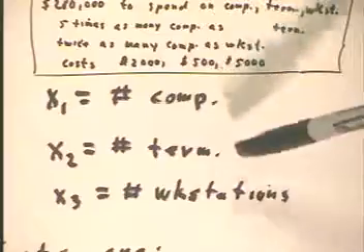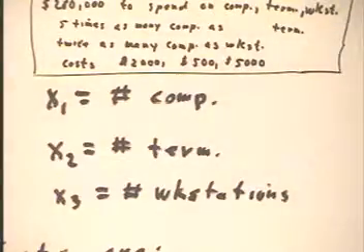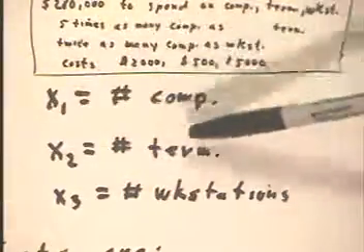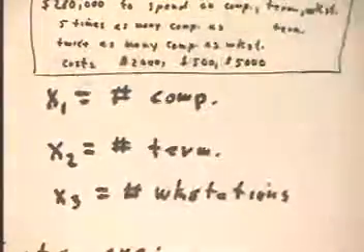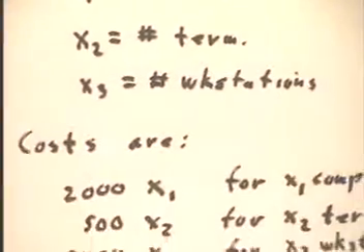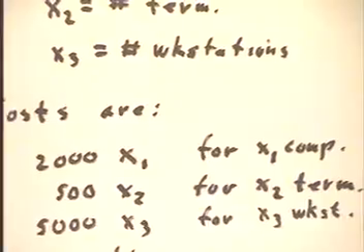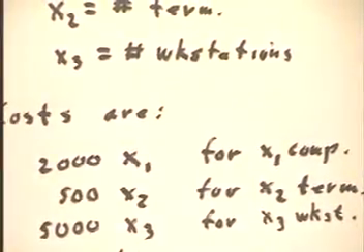That's 3 things that we need to know. We need to know the number of computers, the number of terminals, and the number of workstations in order to solve the problem. We don't have any idea what those numbers are, so let's give them symbols and see if we can represent the situation in some meaningful way. Okay, well, let's see. What do we know?